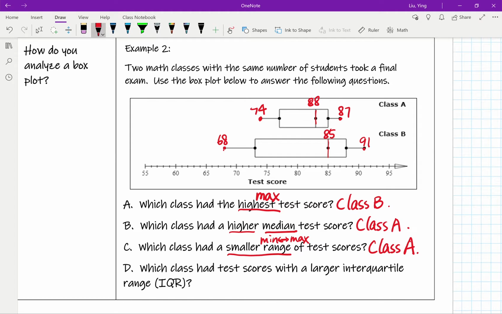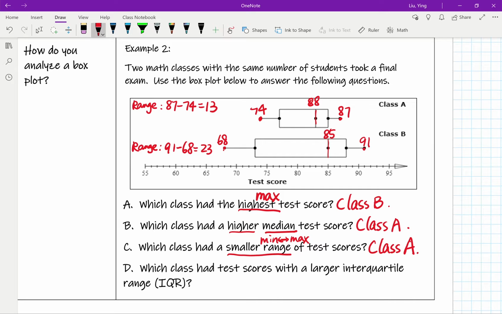What I want to do is figure out a range for both of them and then compare. The range for class A is the distance between 74 and 87, which is just the subtraction between the two numbers. That is 13. And the range for class B is 91 minus 68, and that's 23. So the smaller one was 13. We were right, visually it was shorter anyway.